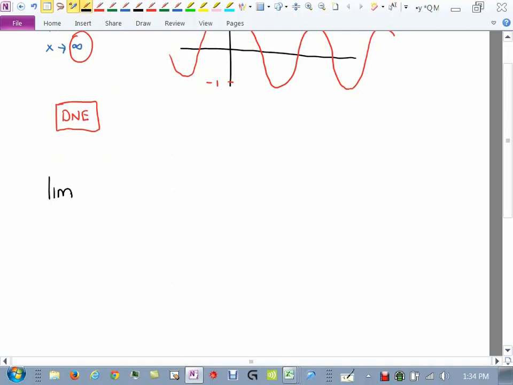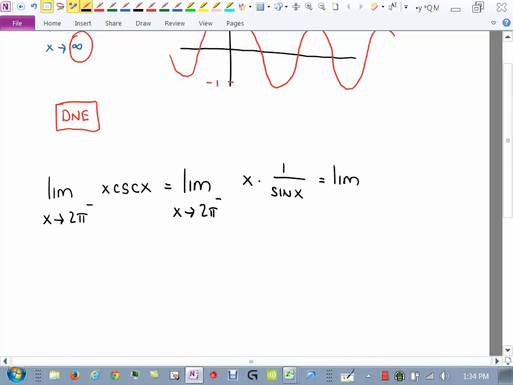What is the limit as x approaches 2 pi from the left-hand side of x cosecant x? Well, we could start looking at what cosecant looks like and then try to figure out what's happening if we multiply by x. Or we can rewrite this using our knowledge of what cosecant is. Cosecant, we know, is 1 over sine. So this is x times 1 over sine x, which is the same as the limit as x approaches 2 pi from the left of just x over sine x.